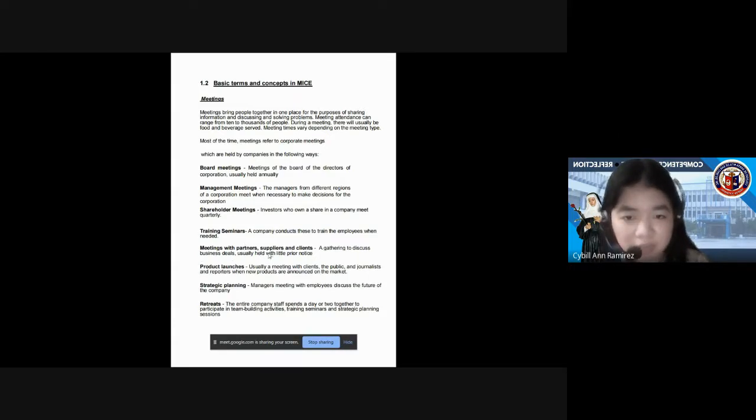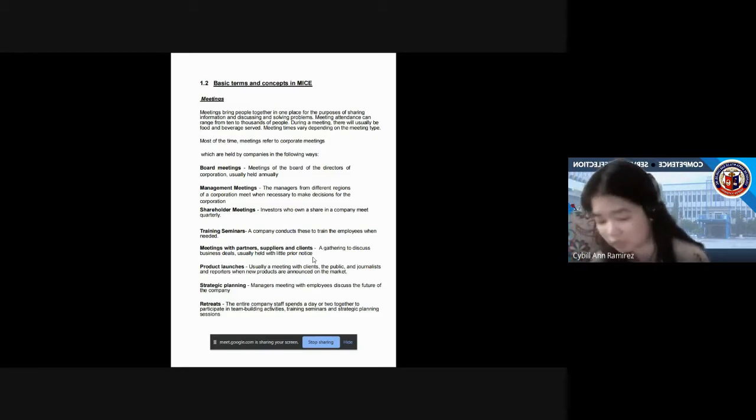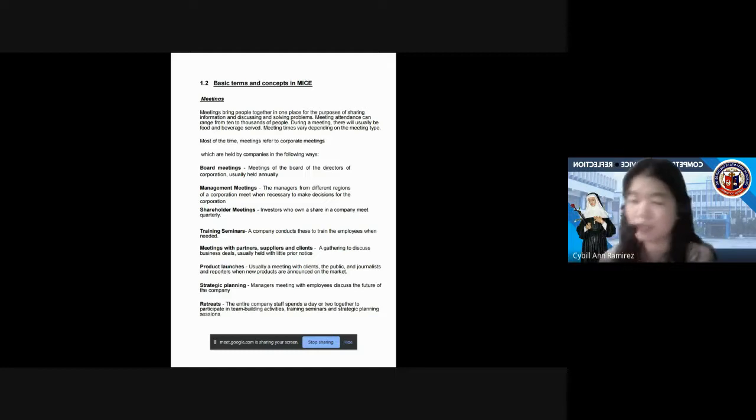And the next is meeting with partners, suppliers, and clients. So a gathering to discuss business deals, usually held with little prior notice. So sometimes it's not scheduled, even at night, it's like impromptu, most especially if there is a sudden change of a supplier. Automatically, okay, why not, let's meet this weekend at this hotel to discuss our partnership with you.